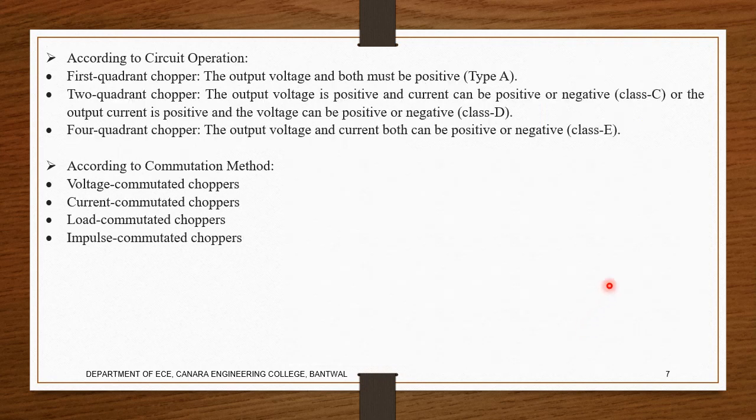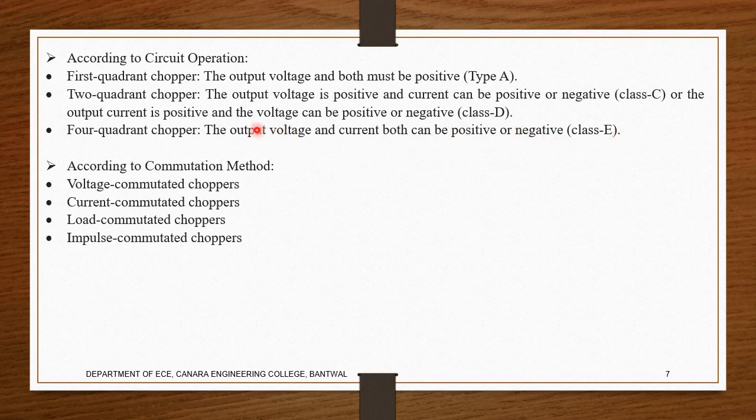Another way is that we can classify by circuit operation. That's the first quadrant chopper, which is type A. We say the two quadrant chopper, where the output voltage is positive and the current can be positive or negative, is class C. Or the output current is positive and the voltage can be positive or negative, that's class D. Another is the four quadrant chopper, where the output voltage and current both can be positive or negative, which we call class E.